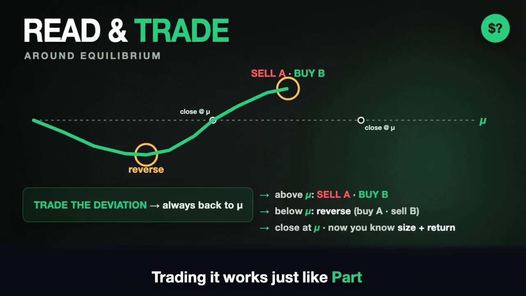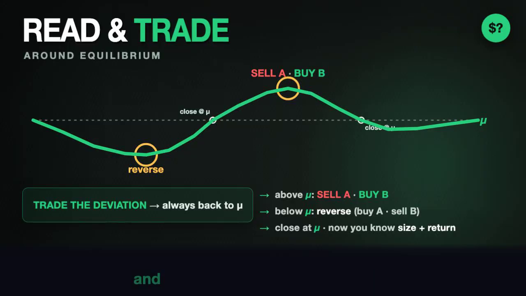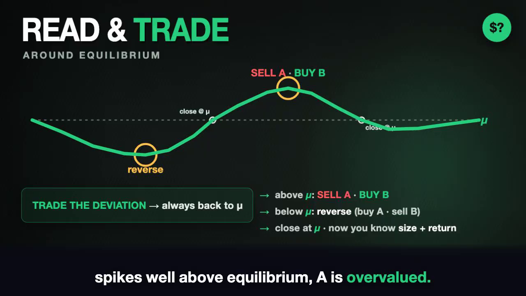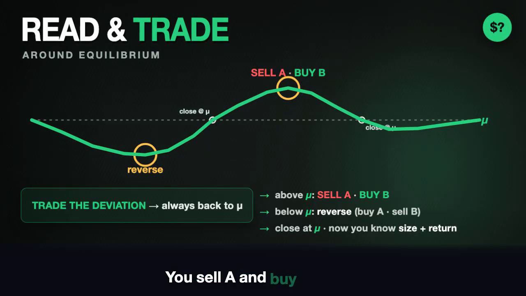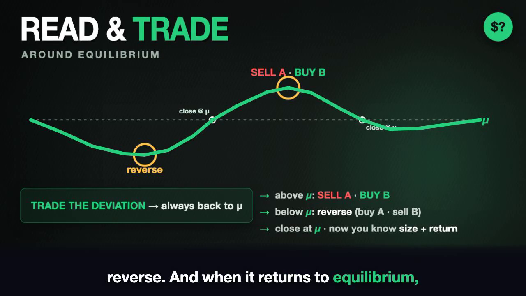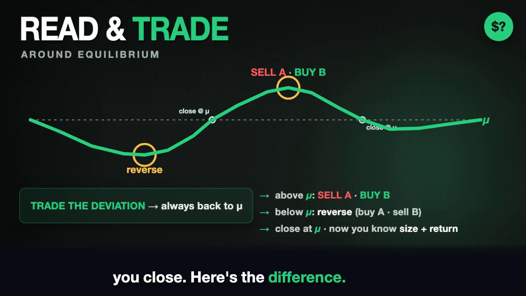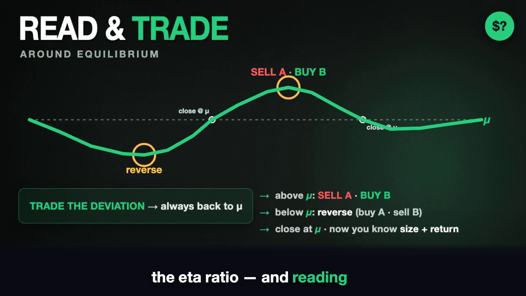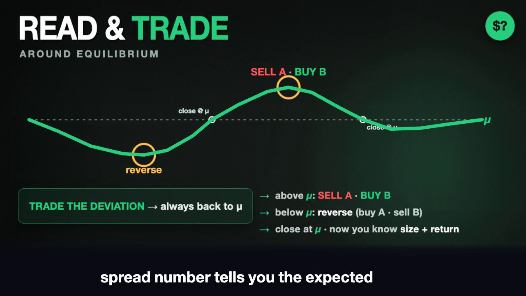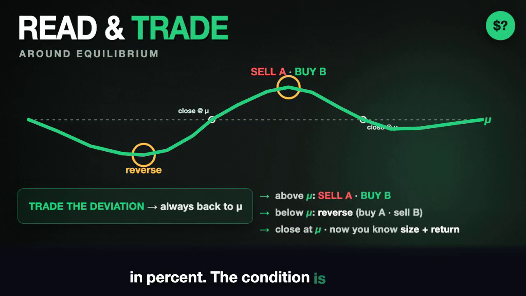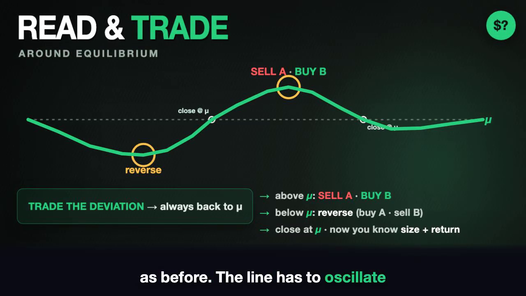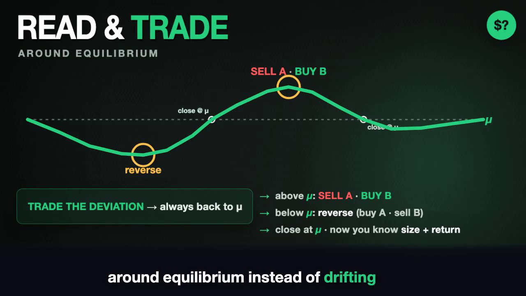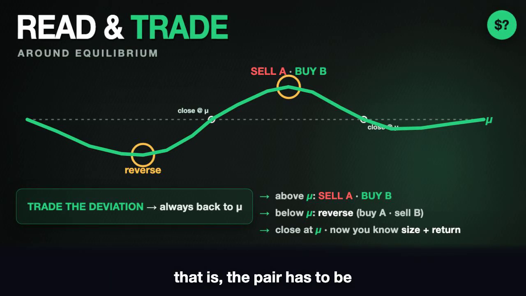Trading it works just like part 3, except now you know the size and the return. When the log spread spikes well above equilibrium, A is overvalued. You sell A and buy B. When it drops well below, you do the reverse. And when it returns to equilibrium, you close. Here's the difference. Now you know how much to trade, in the ETA ratio, and reading the spread number tells you the expected return in percent. The condition is the same as before. The line has to oscillate around equilibrium instead of drifting off. That is, the pair has to be cointegrated.